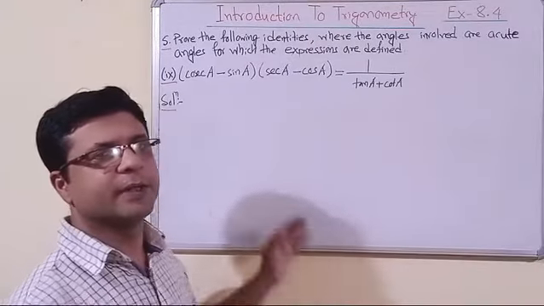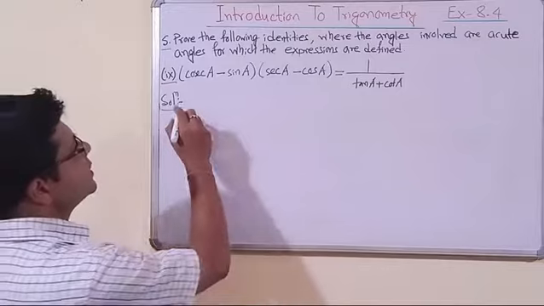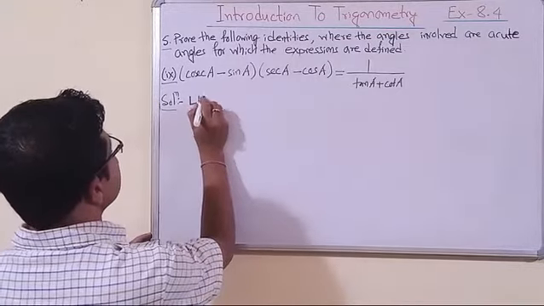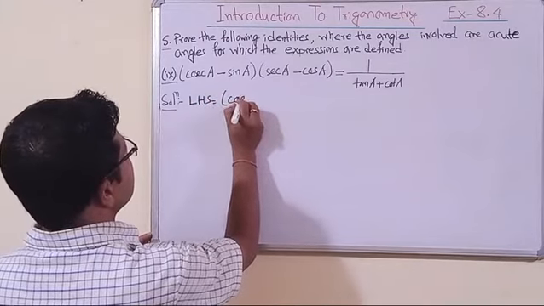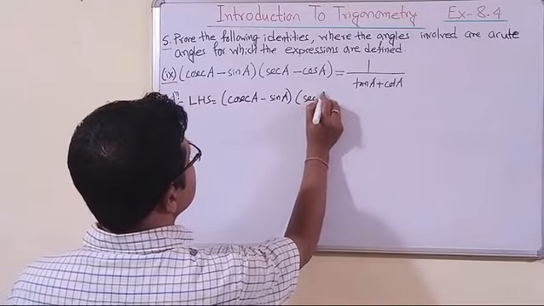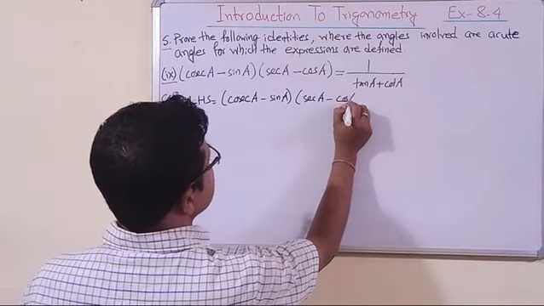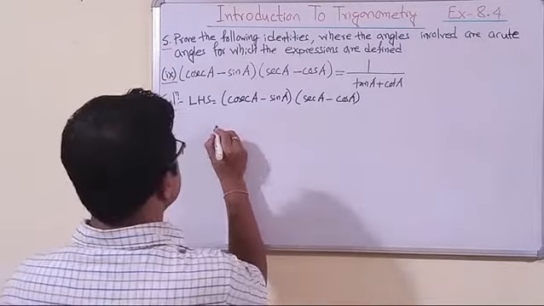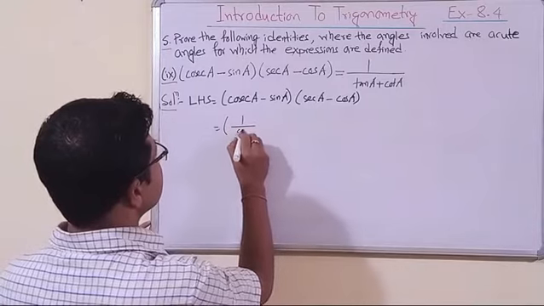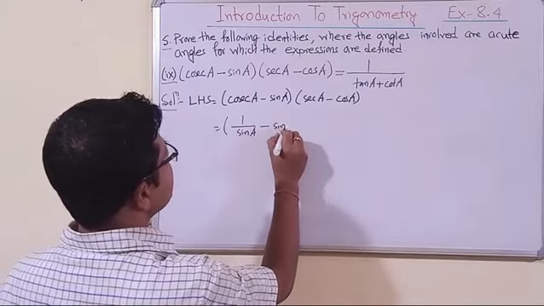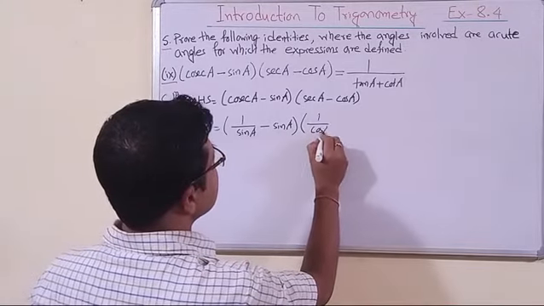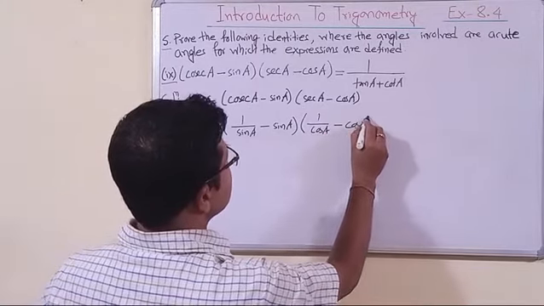Now dear students, here we have taken number 9 from question number 5. So let us write the left hand side because we have to prove this equal to this. So here left hand side is (cosec A minus sin A) into (sec A minus cos A). Let us simplify it. Then cosec A is the reciprocal of sin A, so cosec A is 1 by sin A minus this sin A. Again sec A is the reciprocal of cos A, so it is 1 by cos A minus cos A.